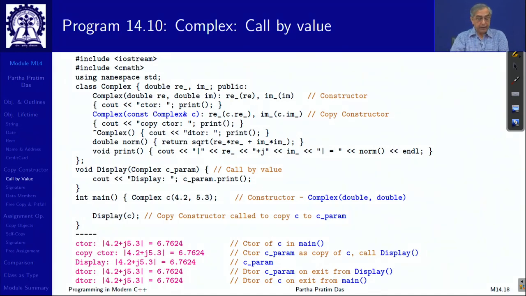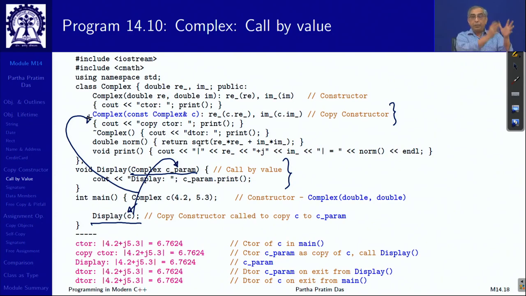So, here I give an example. This is a copy constructor, and I am trying to write a global function display, which takes a complex parameter by value. Right. So, I am not putting the ampersand. As I take it by value and I call it, my actual parameter C needs to be copied to the formal parameter C param, right. And when I do that, this copy process will invoke the copy constructor, because it has to copy the fields of C into the fields of C param.